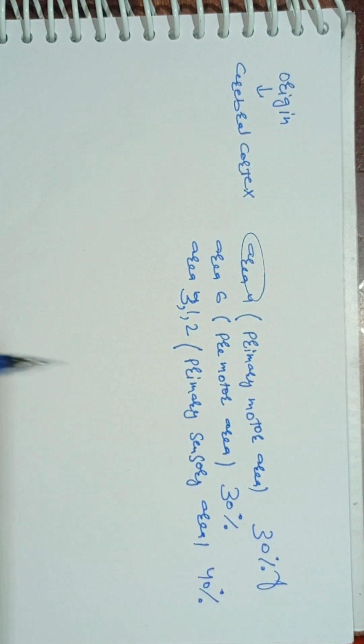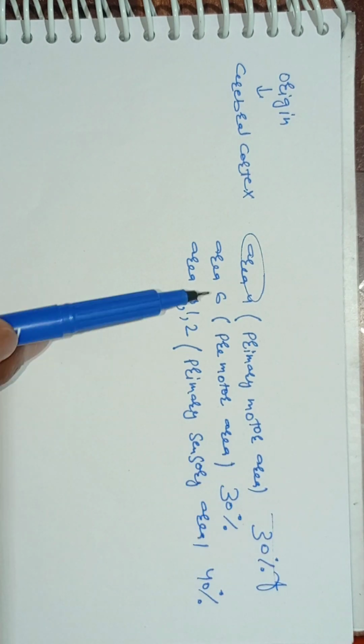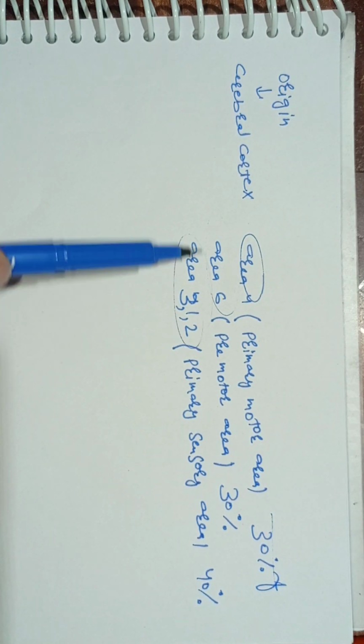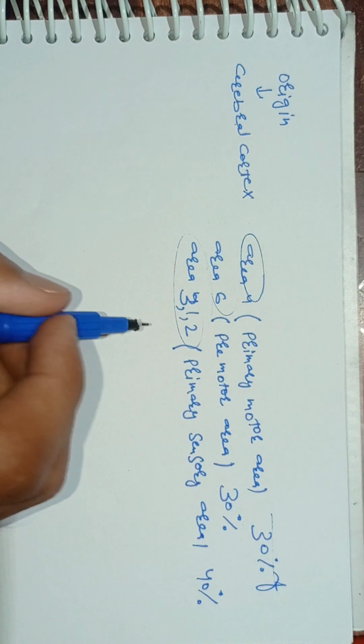As we know, tracts are the collection of fibers. So 30% of fibers come from area 4, 30% of fibers from area 6 of the cerebral cortex, and 40% of fibers from area 3, 1, 2 of the cerebral cortex. So this is the origin at the top. Now it goes down.